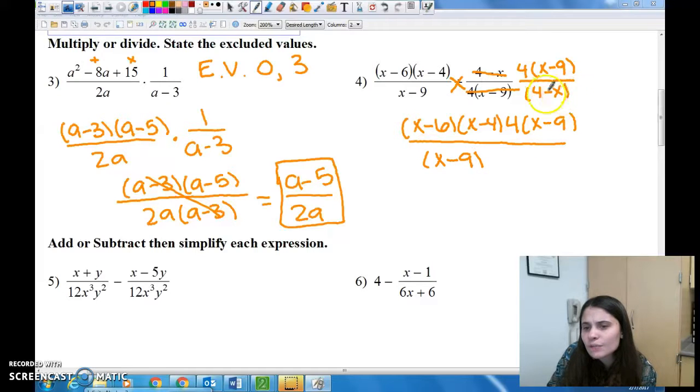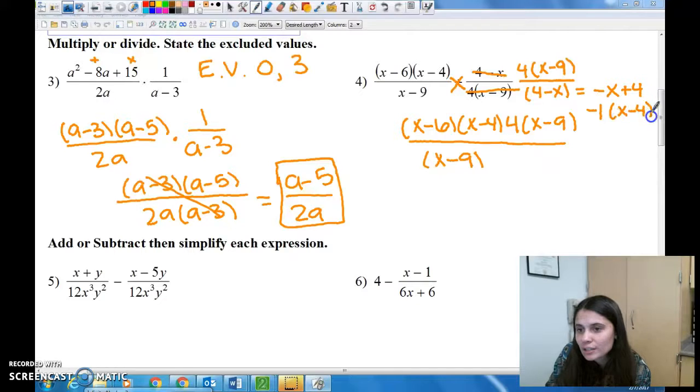And then this 4 minus x isn't in standard form like we usually like it. To put it in standard form, I would put the negative x first and then add the 4. But we also don't ever like our x to be negative, so if I go ahead and factor out a negative 1, I have negative 1 times x minus 4.